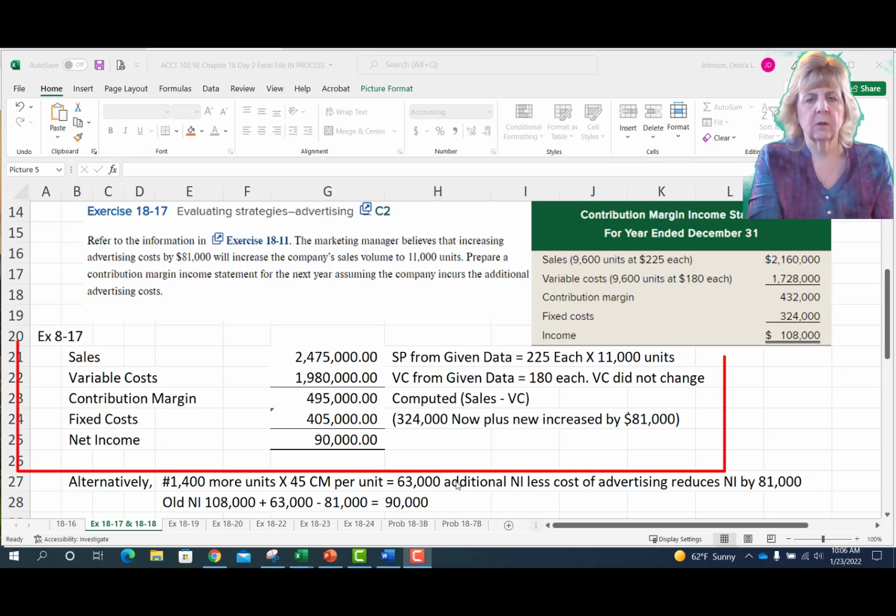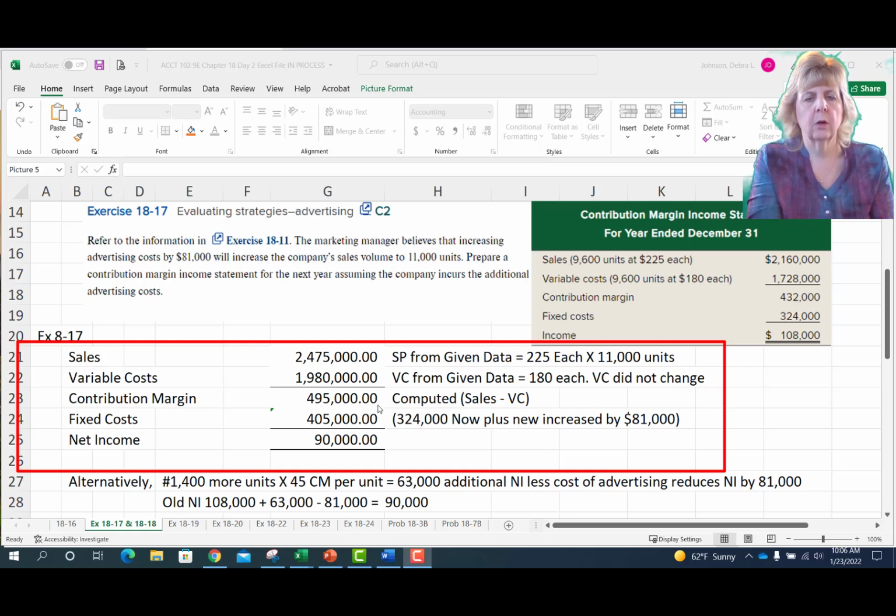So in the official solution, you'll notice that they've calculated the sales of $11,000 at $225. They calculated the variable costs. The variable cost didn't change. They would remain at $180 each.